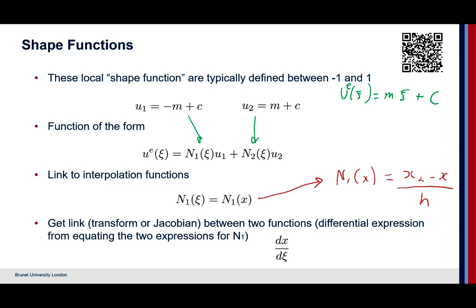As long as you can define the mapping, which is really just the derivative of x, the real coordinate, with respect to psi, the shape function coordinate, you can re-express that straight line always between minus 1 and plus 1. It becomes much easier to integrate. Really, this process of defining the Jacobian just gives you an idea of how that would work in higher dimensions.